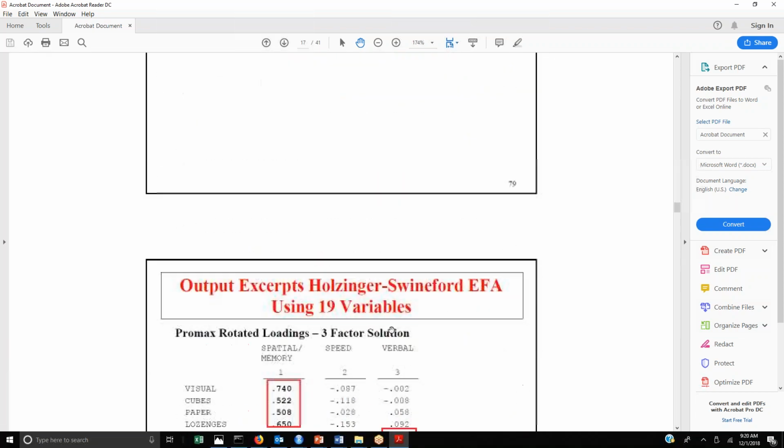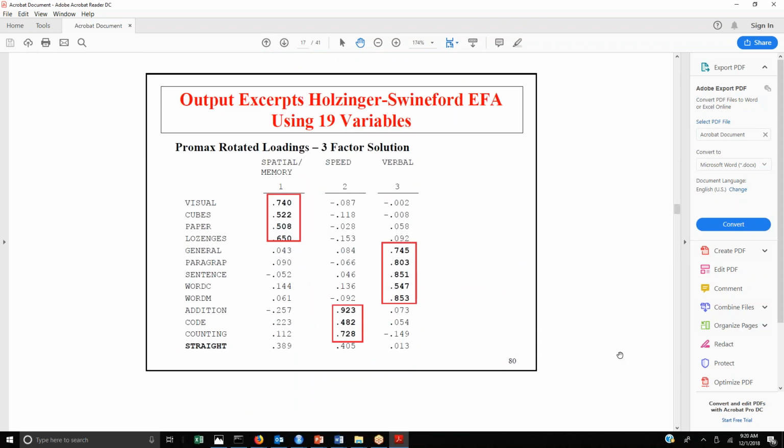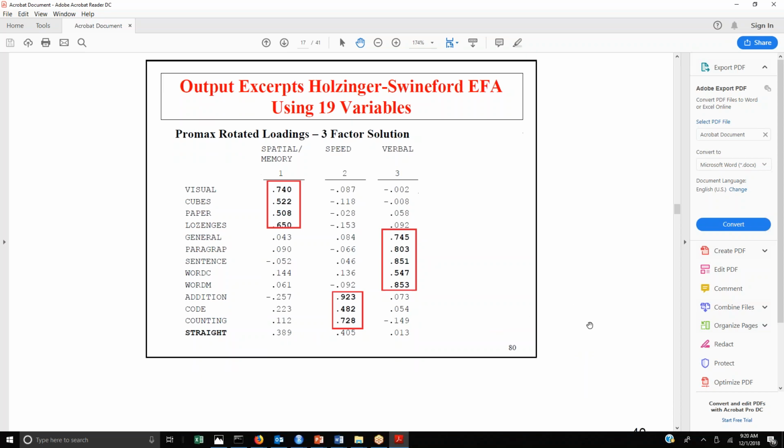So let's go to, actually, here you are. Look at this one. Isn't it beautiful? Look at how they are all separating out. Visual, cubes, paper, lozenges, they're all positive here, high positive values here. Addition, code, counting, all positive here. And general, paragraph, sentence, word DC, word DM, they're all positive here, nowhere else. These are highly valued dimensions, right?